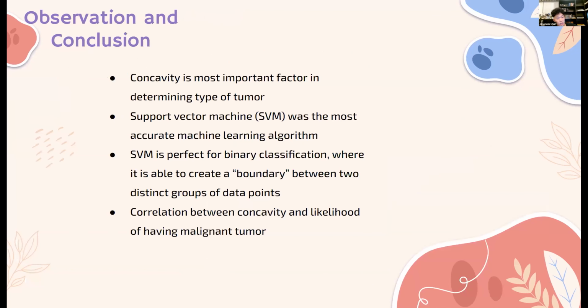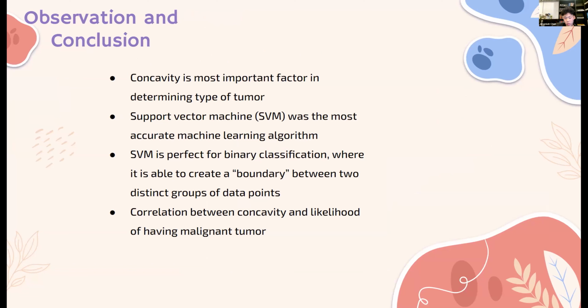So from all these data analysis results, we found that concavity, or the curvature of the lump of the tumor, was the most important factor in determining whether a tumor was normal or abnormal. And this supports our hypothesis, since we originally stated that shape would affect whether someone had a normal or abnormal tumor, and concavity is determined by shape.